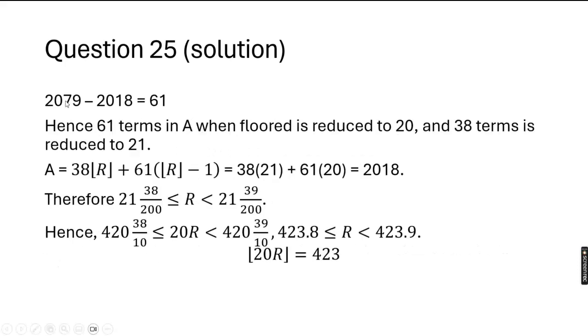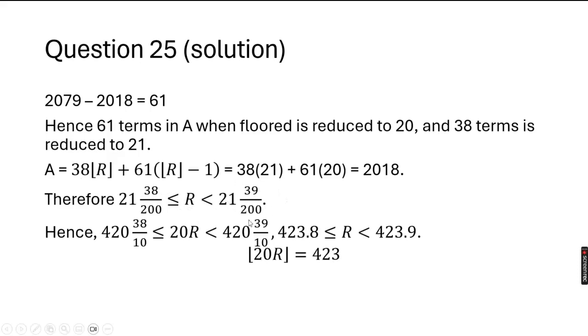So 2079 minus 2018 is 61. Hence 61 times an a when floor is reduced to 20, and 38 times is reduced to 21 from 21 point something. So a equals 38 times floor r plus 61 times floor r minus 1 equals 38 times 21 plus 61 times 20 equals 2018, and therefore r is between 21 and 38 over 200 and 21 and 39 over 200.